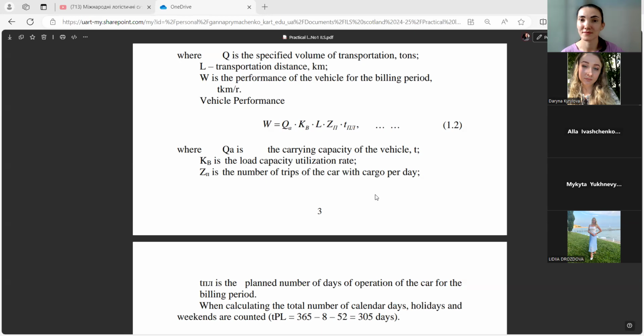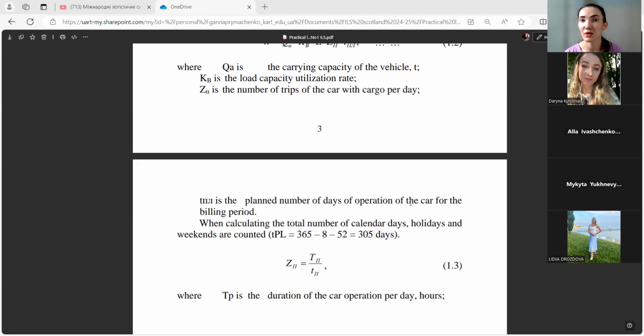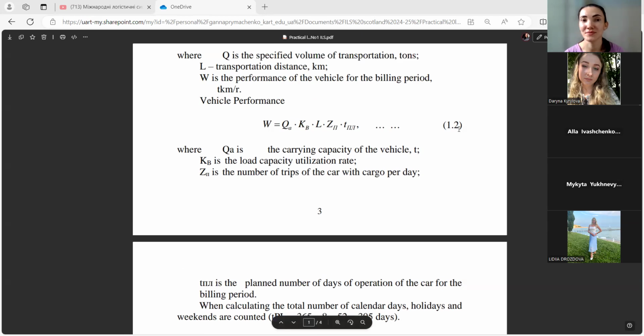Okay. I think you decided it, and we can do the next our formulas. It is 1.2. It is W. What it means? It is performance of the vehicle for the billing period. We have it in kilometers in hours.